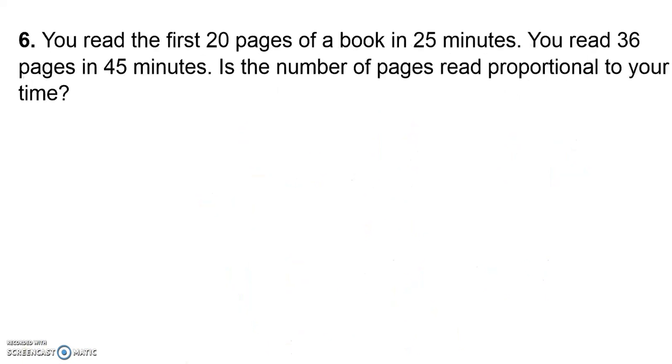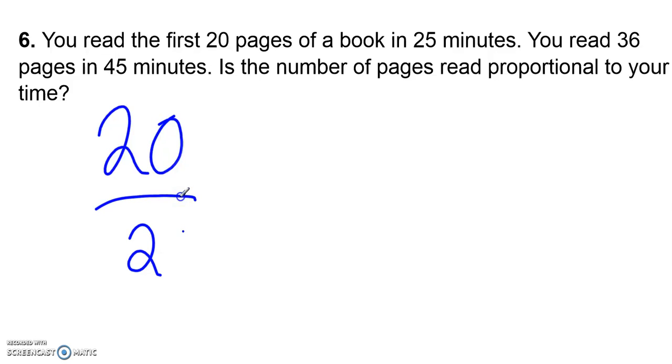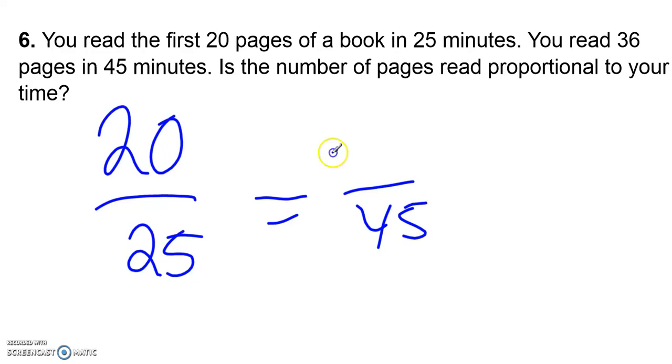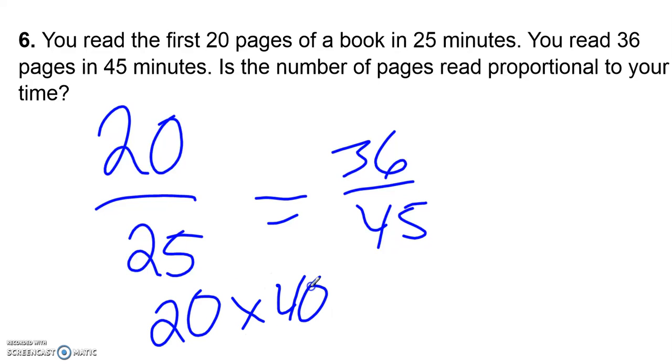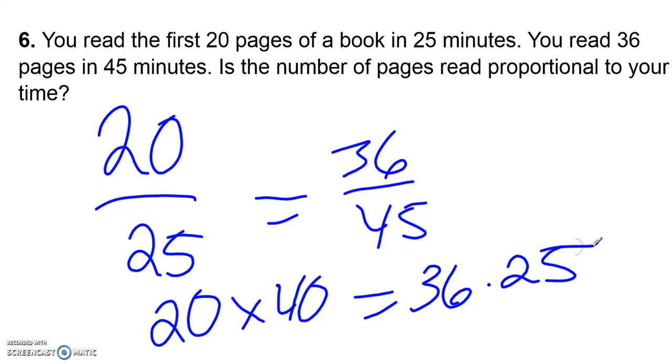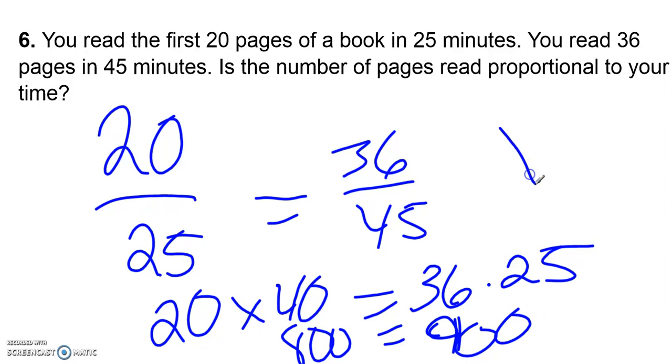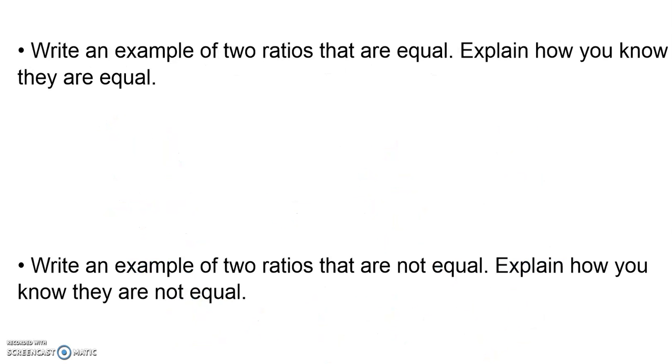You read the first 20 pages of the book in 25 minutes. Then in 40 minutes, you had read 36. So 20 times 40 equals 36 times 25. Are they proportional? That's going to be no, because this is 800 and this is 900, and that is not proportional. So no.